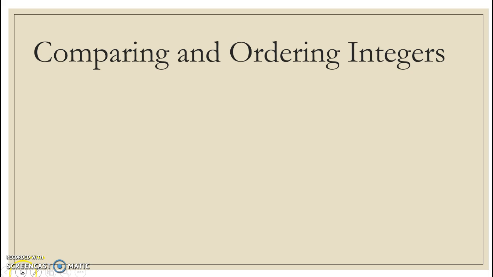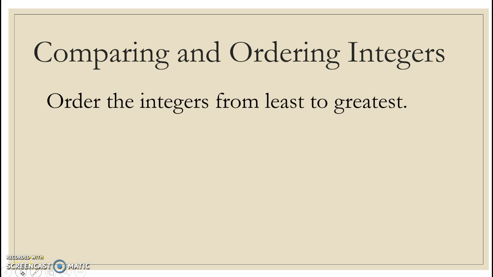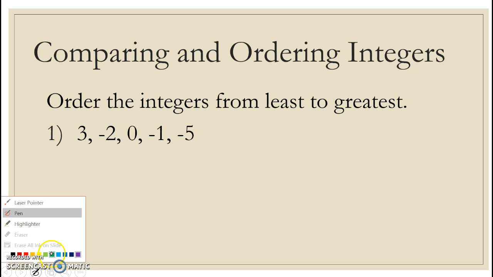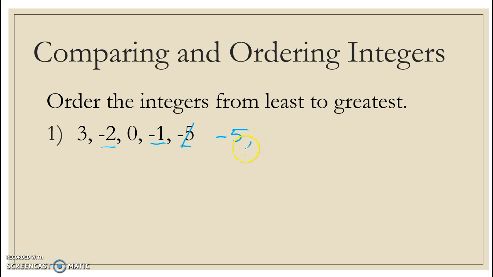Here we're going to order the integers from least to greatest. So you're going to be given a list of positive and negative numbers. The best thing to do when you're ordering these is to kind of cross them out as you go. So I identify my negative numbers first, and I decide which one is the smallest. So the one that's farthest from 0, and that's going to be negative 5, followed by negative 2, negative 1, and then we're left with 0 and 3. And that's our numbers least to greatest.